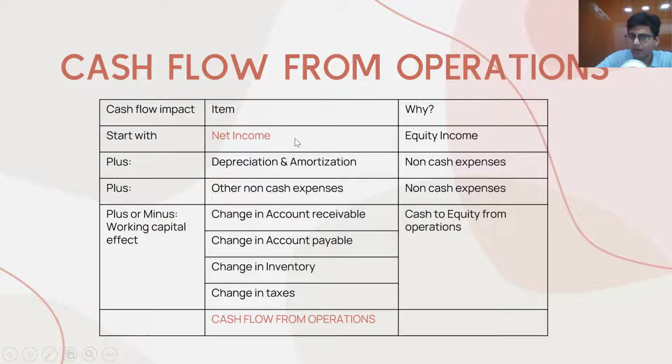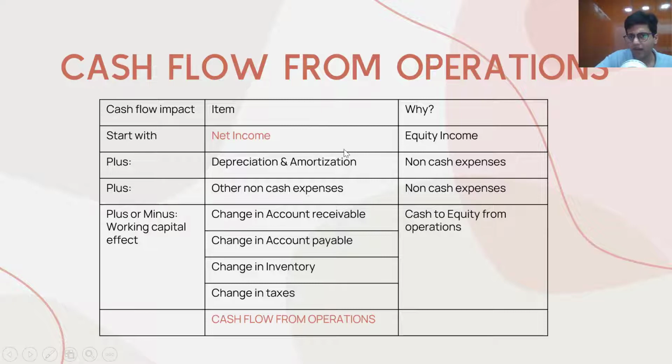Then what we do is we add any non-cash expenses which are included in our income statement. Why are we adding these non-cash expenses? Because this is a cash flow statement. We are not bothered about finding the profitability. We are concerned with how much cash has been generated by the business during the year. So for that purpose, we add any non-cash expense which has been debited in our income statement.